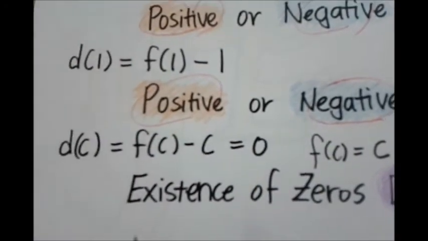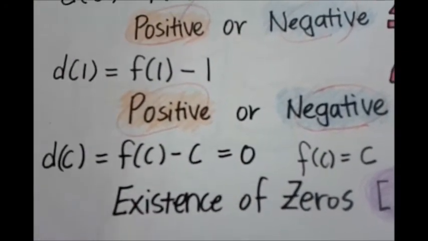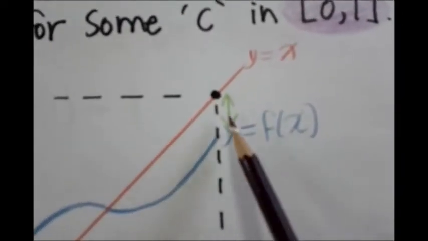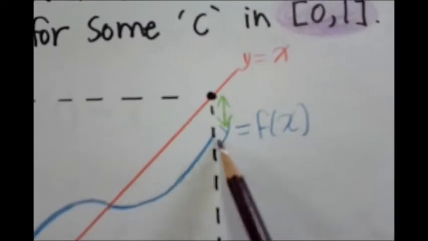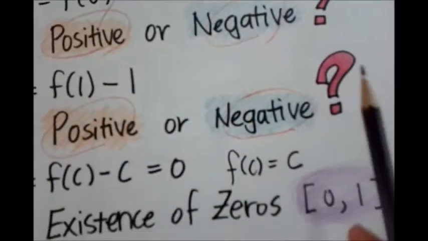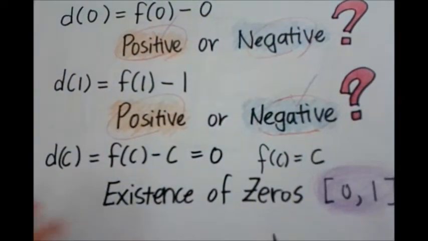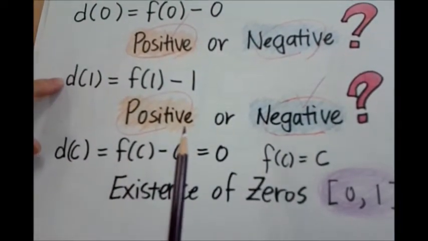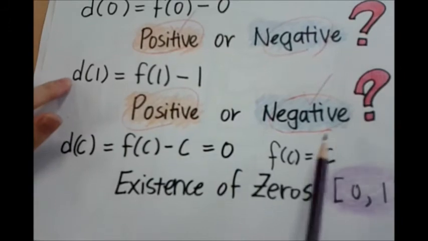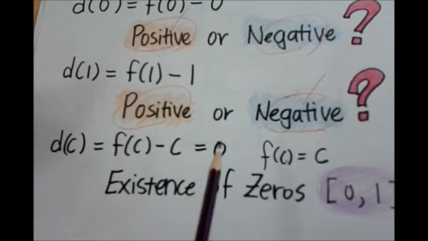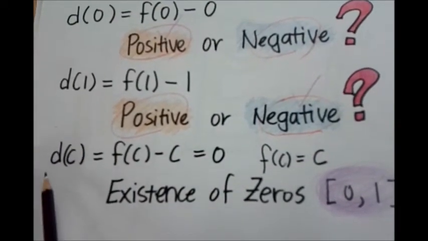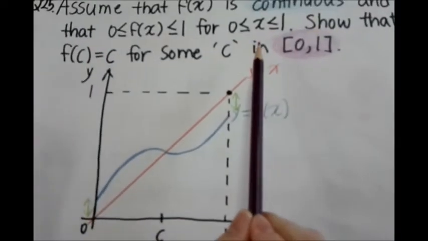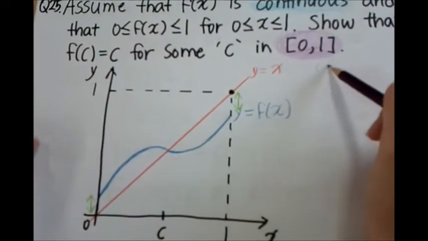d of 1 will equal f of 1 minus 1 according to the function's definition. And from the graph again, f of 1, which is less than 1, minus 1 will be negative. So this will yield a negative function value. Since d of 0 is positive and d of 1 is negative, we know that there will be a 0, or a special c that will yield 0, between 0 and 1. Now, an open interval.